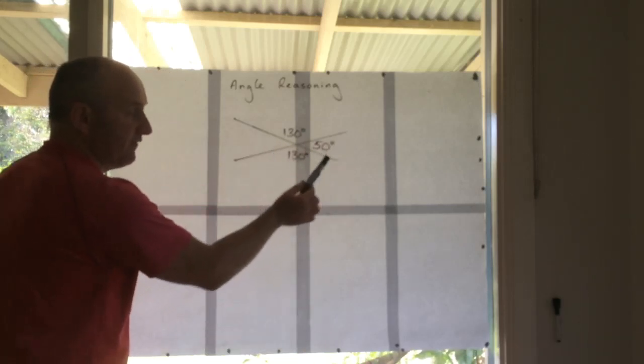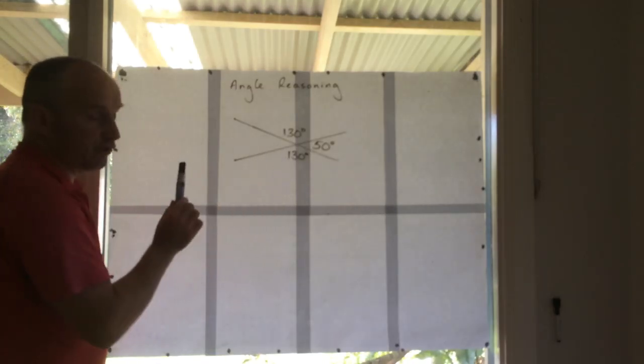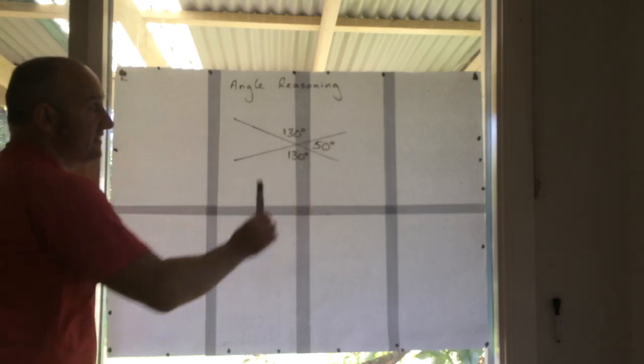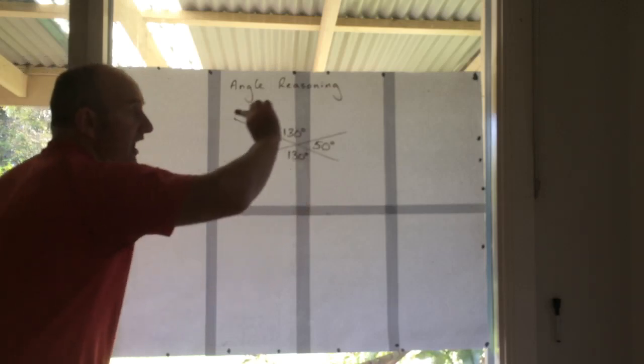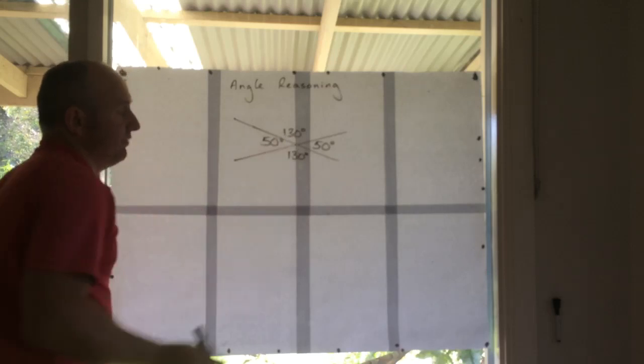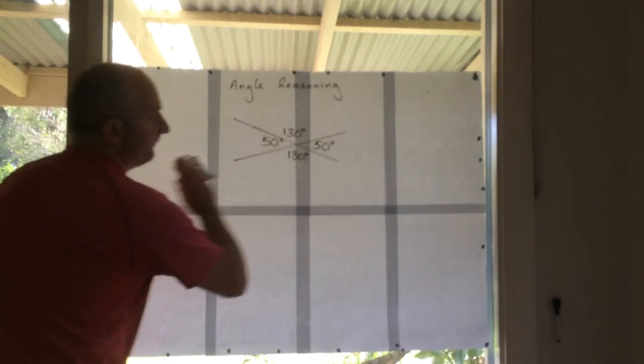And this has to be 50 degrees for many reasons. First of all, they're supplementary angles. It's opposite this angle, so it has to be 50 degrees. And these two are supplementary angles, and they all add up to 360 degrees in a revolution. So again, this must be 50 degrees. Okay.